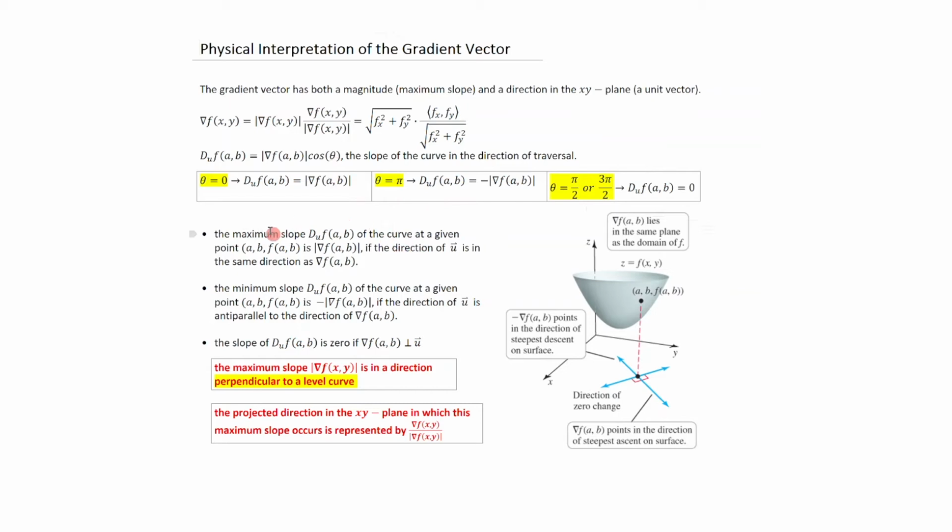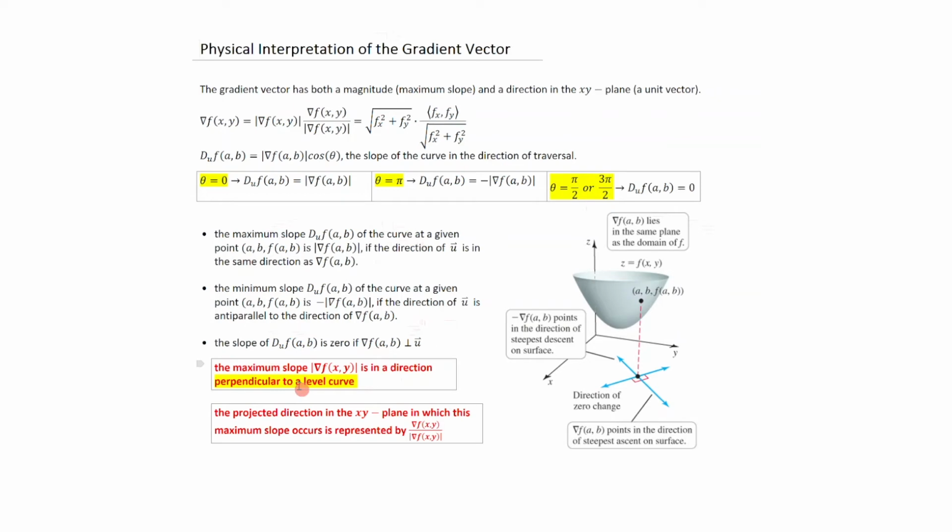So here is the summary then. The maximum slope of the curve at a given point (a, b) is the magnitude of the gradient of f at (a, b) if the direction of u is in the same direction as the gradient vector. The minimum slope of the curve at a given point (a, b) is minus the magnitude of the gradient of f at (a, b) if the direction of u is anti-parallel to the direction of the gradient, in other words, 180 degrees. The slope D_u f(a, b) is 0 if the gradient of f at (a, b) is perpendicular to the unit vector u, which is the direction of traversal.